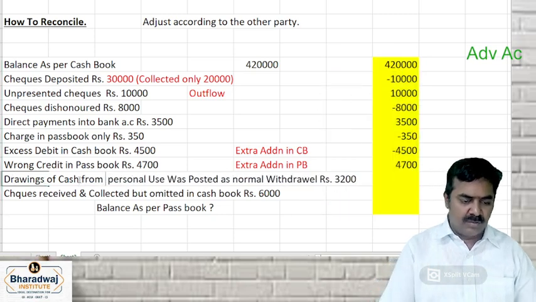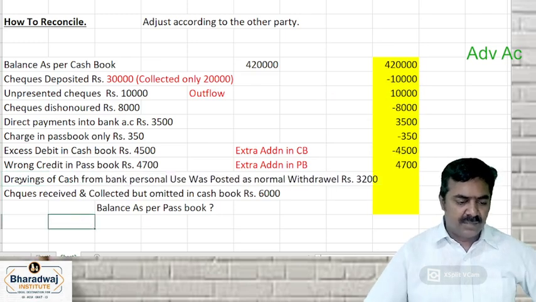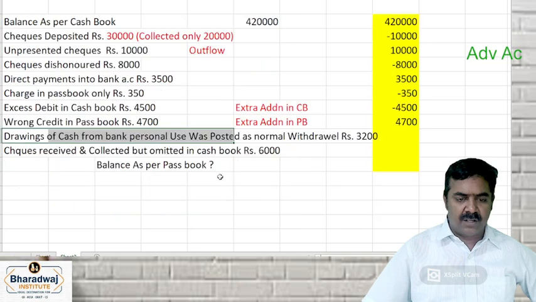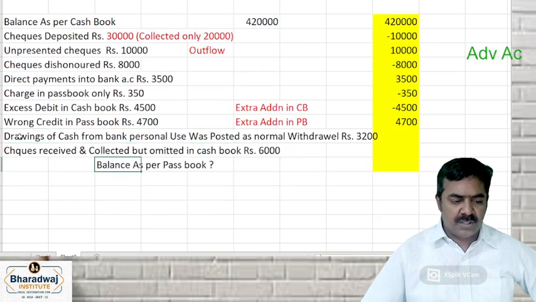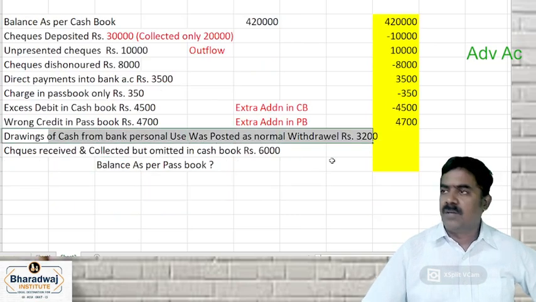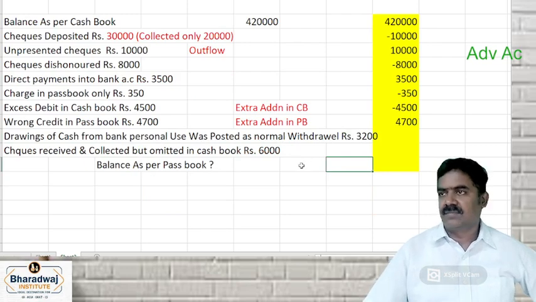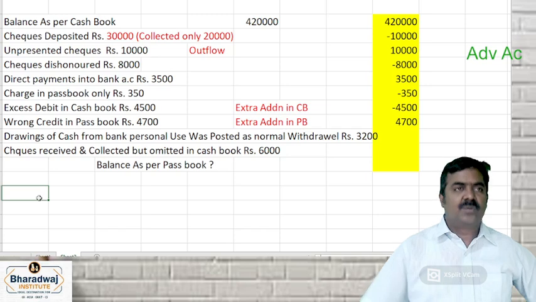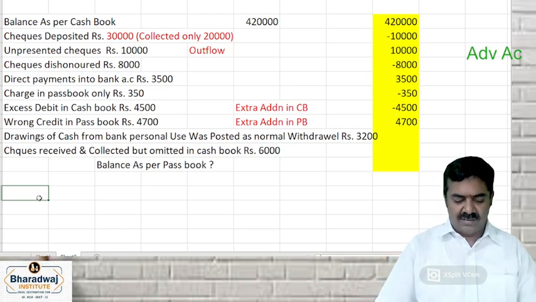I'll add one more word from bank. Drawings of cash for personal use was posted as which one? Normal withdrawal. What is the entry for cash withdrawn for personal use?